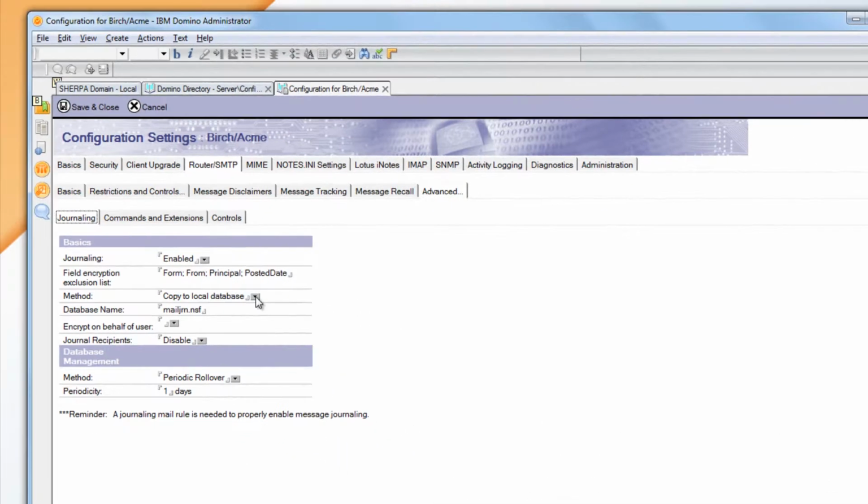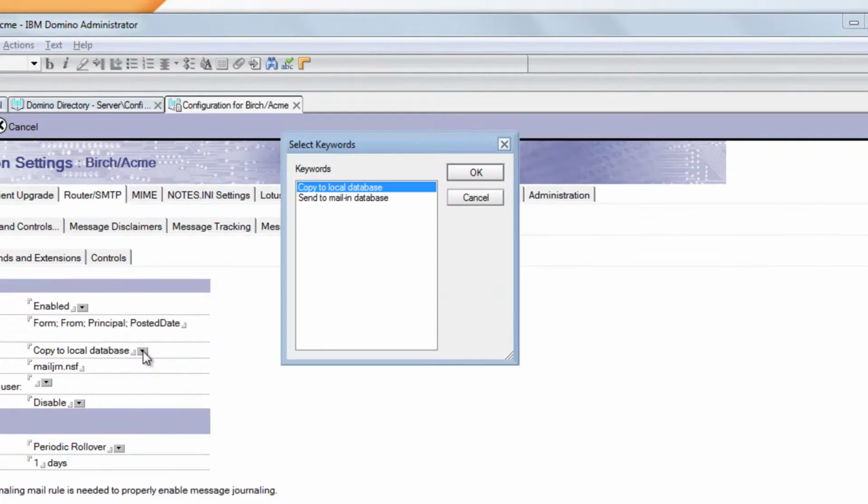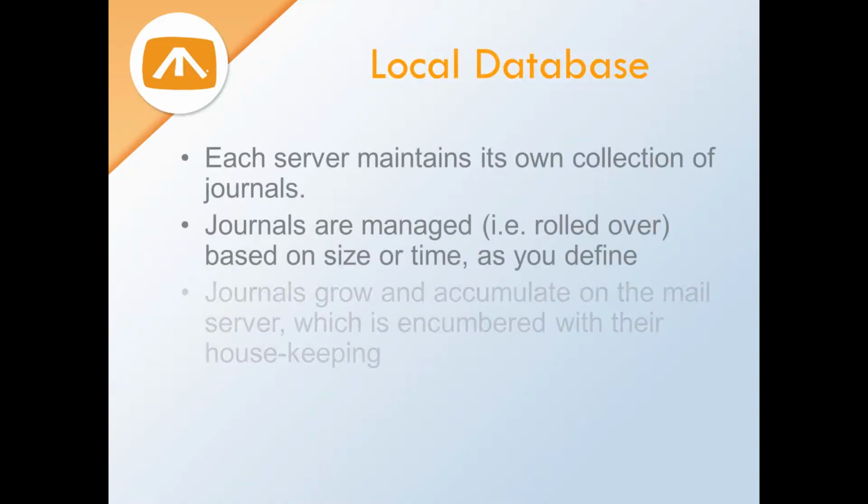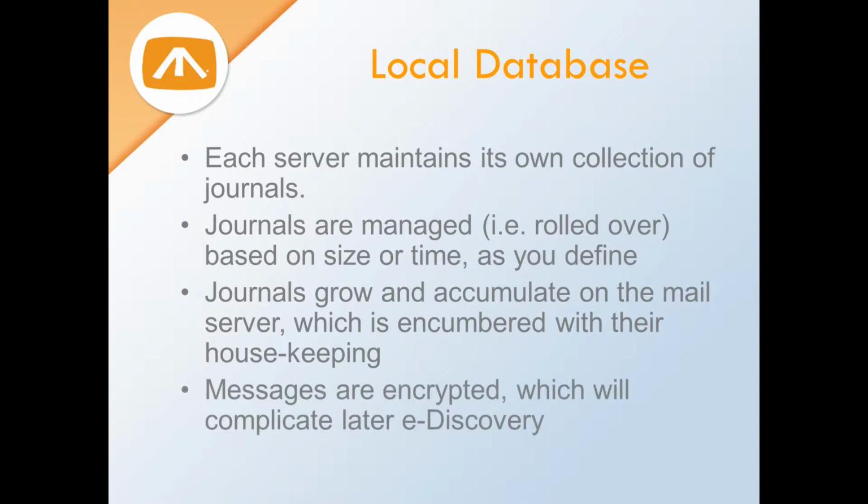At a high level, you have two choices for a journal location. Either copy to a local database or send it to a mail-in database. With the local database method, each server maintains its own journals. This includes the usual database housekeeping, as well as performing the size or time-based rollover that you define. Journal databases will accumulate on the mail server until you move them, and the messages themselves will be encrypted.